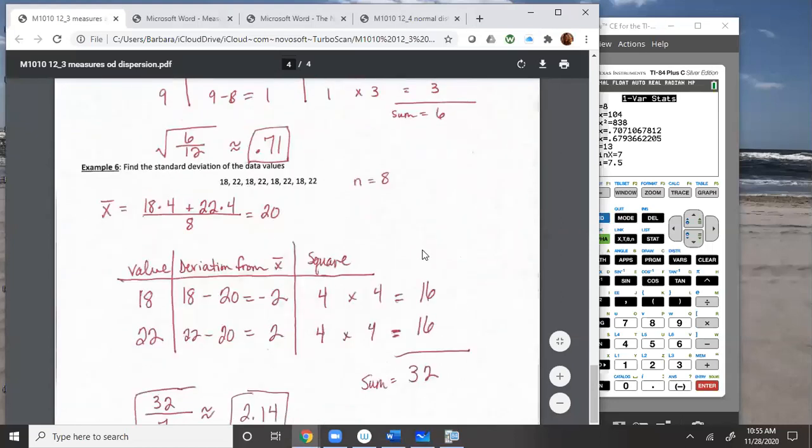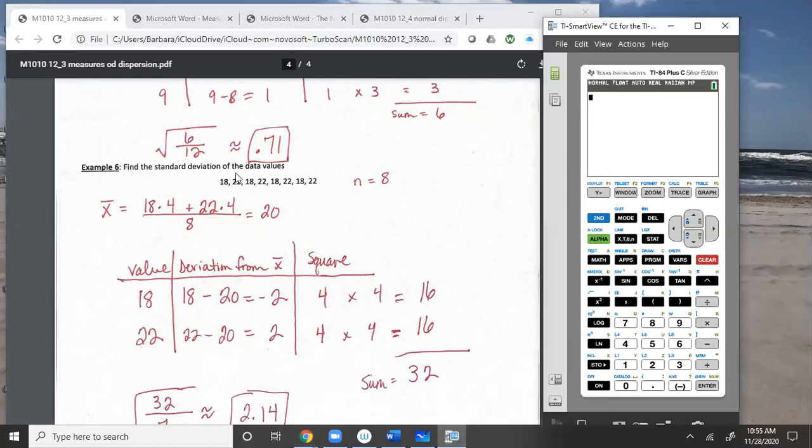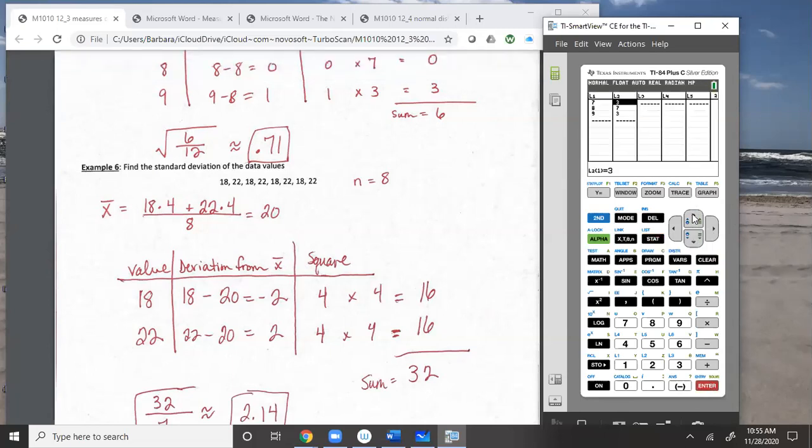Let's go to the next problem, example 6. Find the standard deviation of the data. So let's go to Stat, enter, clear out your lists, put in the numbers, 18, 22, 18, 22, 18, 22. There's so many repeats. I want to make sure I've got them all. We have 1, 2, 3, 4, 5, 6, 7. We have 8 numbers.